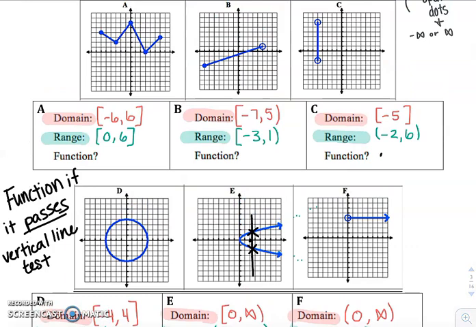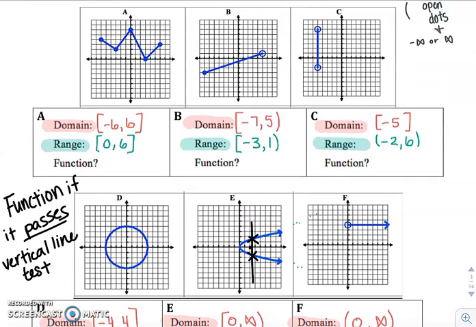So like if we look at letter A, nowhere on that graph only hits once. You can't draw a vertical line for that graph where it would hit it more than once. So since it passes, that one is a function. Letter B, nowhere on there can you draw a line where it hits the function more than once. So it too is a function.